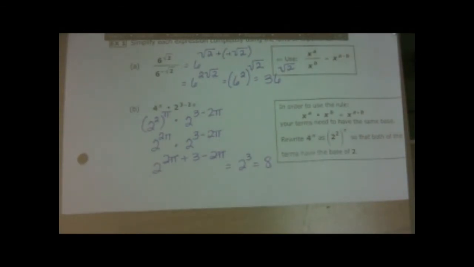So we haven't used anything that you don't already know. We're just using the same laws of exponents that you've been using before. We're just using them with different types of numbers. Let's turn the page.